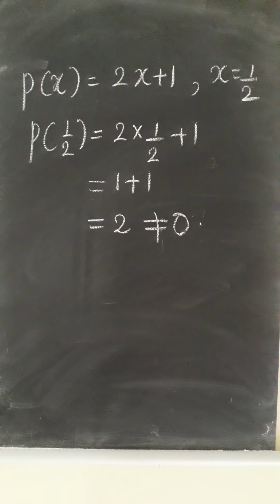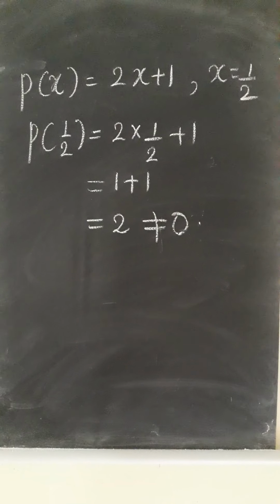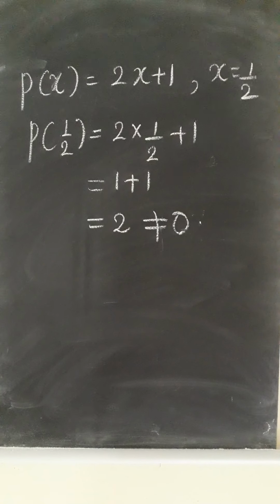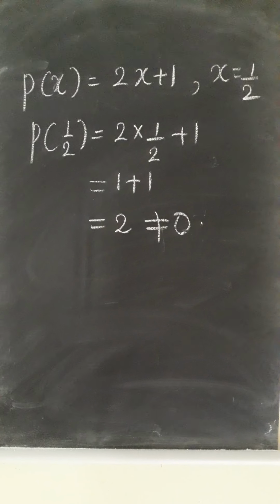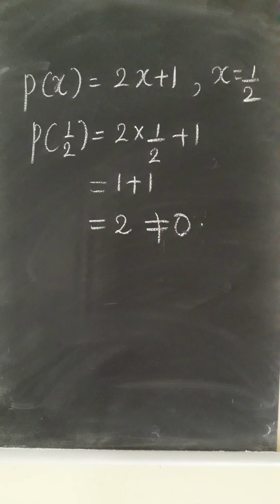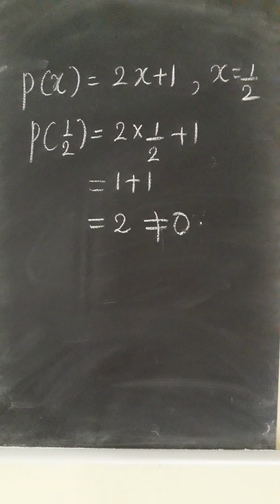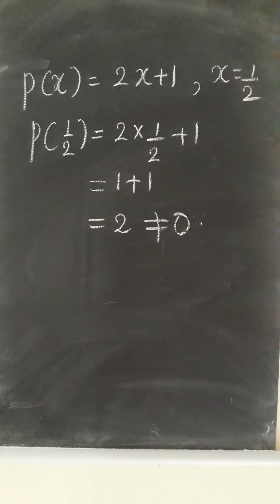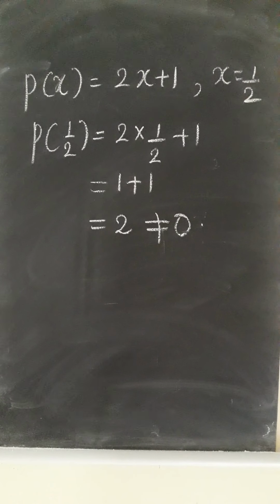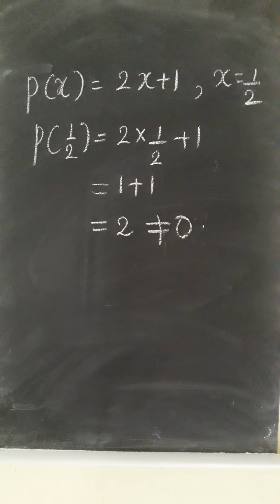Now we are moving to the last question. Find the 0 of the polynomial in each of the following cases. In the third problem you have to verify whether it is 0 or not. But for the last question, a polynomial is given and you have to find out what is the 0 of that polynomial. So we are moving to the first question.